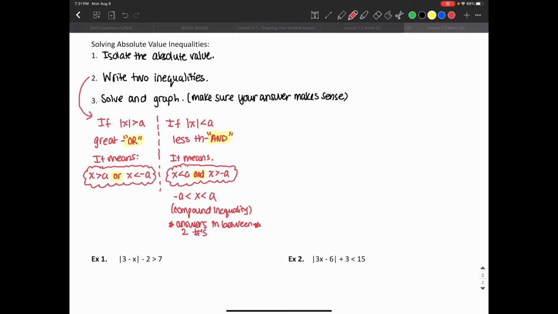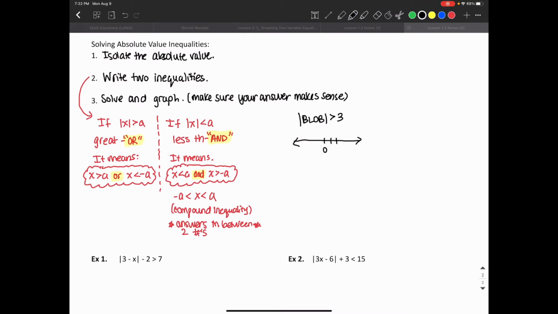So to talk more about why this is, I'm going to go off to the side here. If I have the absolute value of something, let's call it blob, and I say that the absolute value of that is greater than 3, I know that that thing has to be more than 3 away from 0.